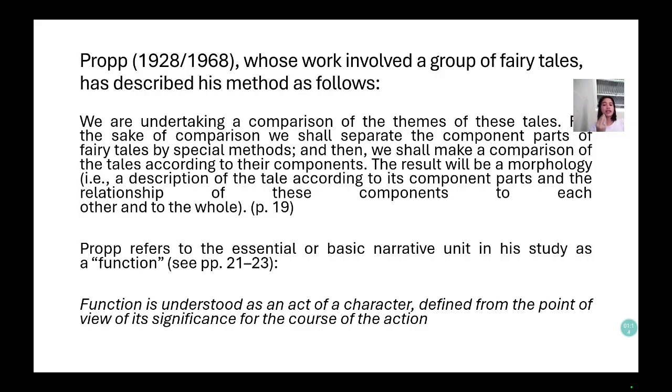We are undertaking a comparison of the themes of these tales. For the sake of comparison, we shall separate the component parts of fairy tales by special methods, and then we will make a comparison of the tales according to their components. The result will be morphology, a description of the tale according to its component parts and the relationship of these components to each other and to the whole. Propp refers to the essential basic narrative unit in his studies as a function.